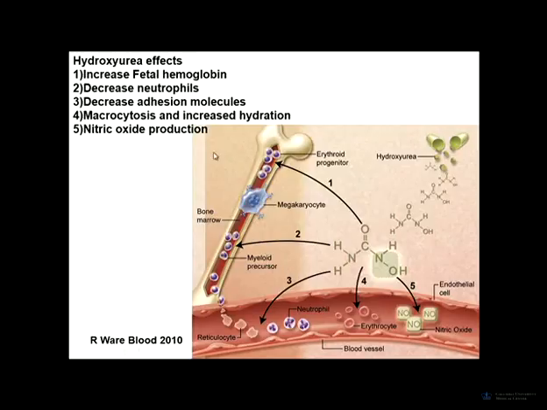And also hydroxyurea actually generates nitric oxide production. Nitric oxide is essential in the regulation of the vasomotor stability. It causes vasodilation. So hydroxyurea is one of these drugs that was originally used because it was recognized that it could increase the fetal hemoglobin. But since its recognition, we realized that it's one of these drugs that has many, many different good effects on sickle cell disease.